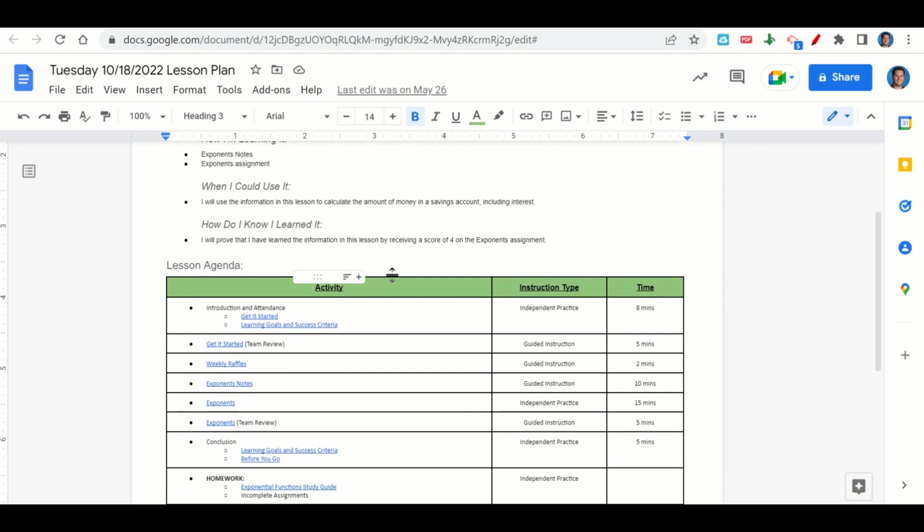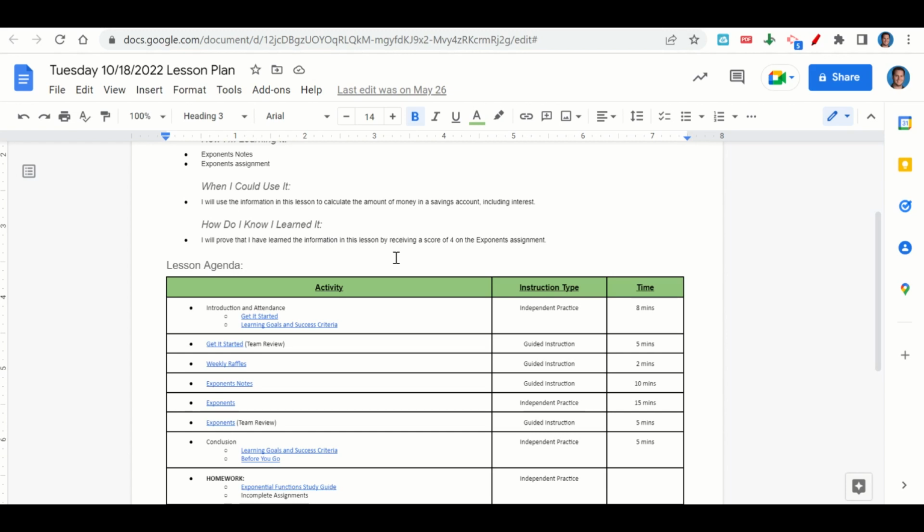Now let's take a look at our agenda for today. We will begin by going over the learning goals and success criteria. While we do that, you'll fill out your Get It Started. Once you've completed your Get It Started, we'll go over it together and answer any questions that you may have. Next, we'll do our weekly raffle. After that, we'll go over the Exponents Notes, and then I'll give you time to complete the Exponents assignment.